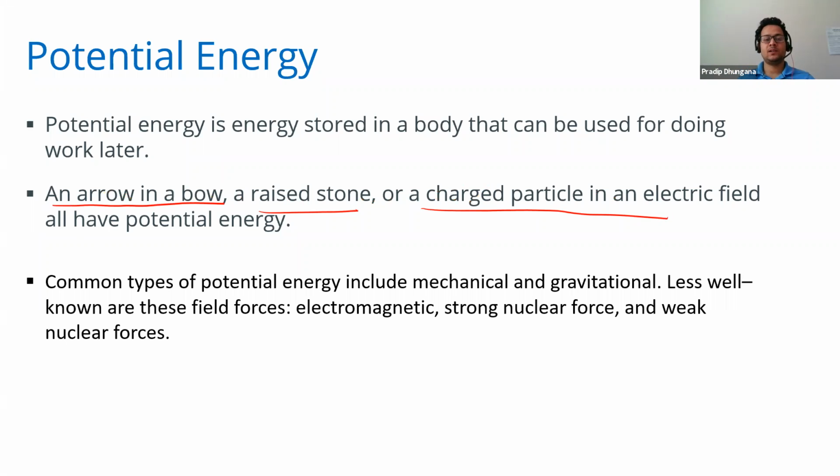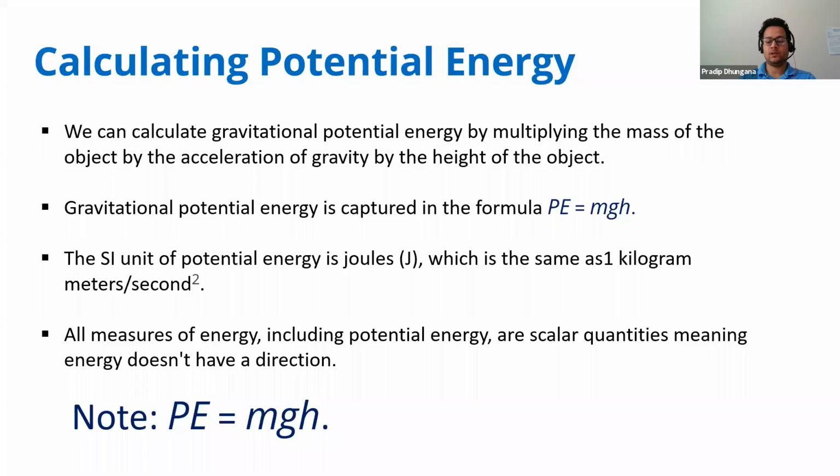Think of the arrow in a bow: if we pull that arrow and release it, it has potential energy, so the arrow will gain kinetic energy when we release it. Similarly, a raised stone and a charged particle have potential energy. Common types of potential energy include mechanical and gravitational. In this lesson, we'll generally talk about gravitational potential energy. So that's all about the potential energy definition.